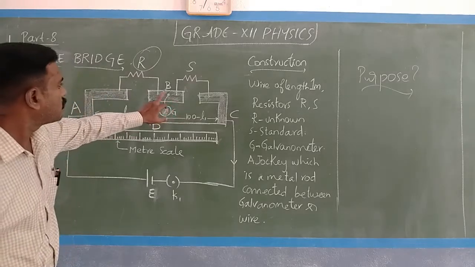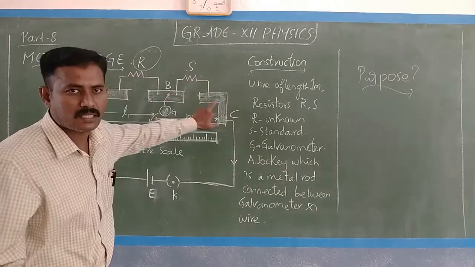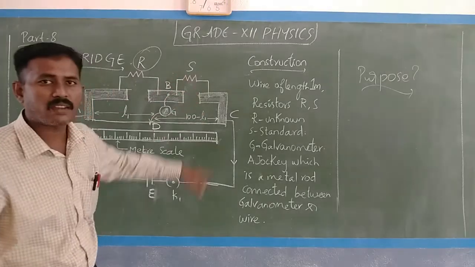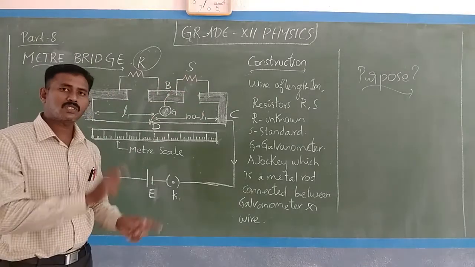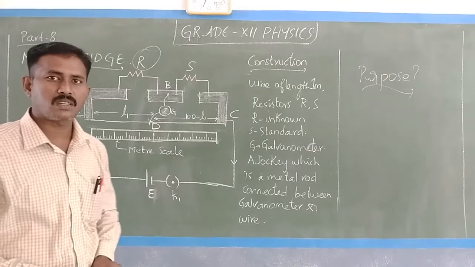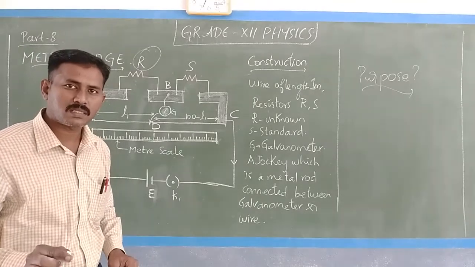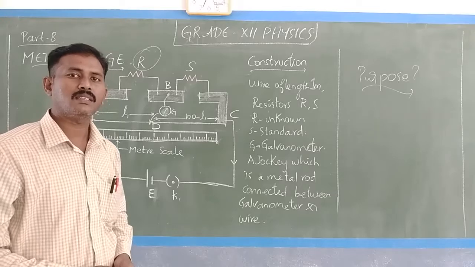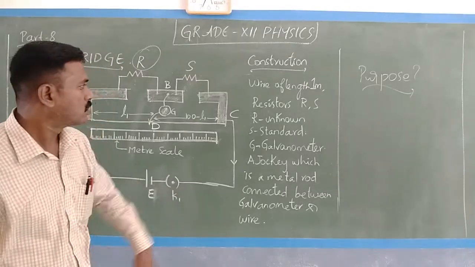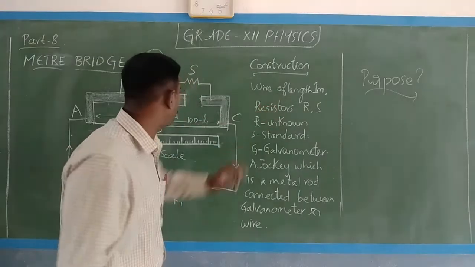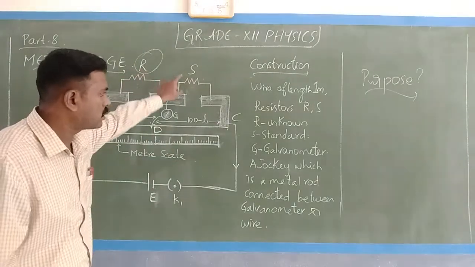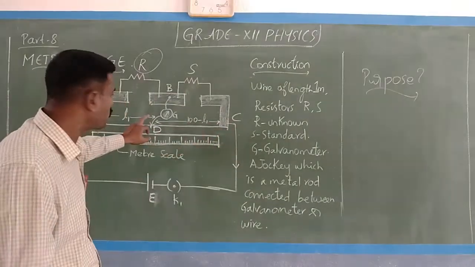Now between B and C, I have placed a standard resistor. So in the Wheatstone's bridge, this is a standard resistor. What is a standard resistor? It is a resistor with a known value that we call a standard resistor. So I have here a wire of length 1 meter, resistor R, S is the standard, and G is the galvanometer.